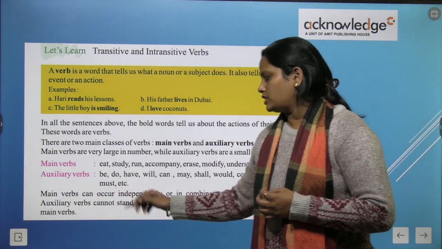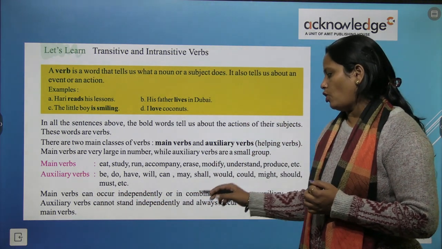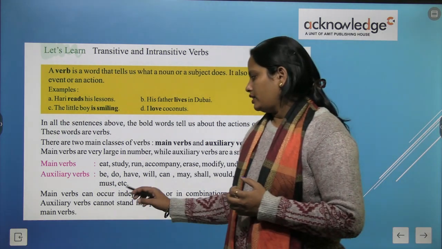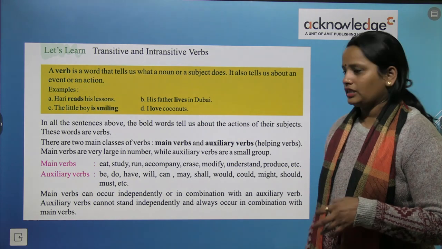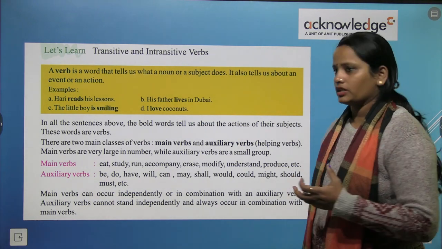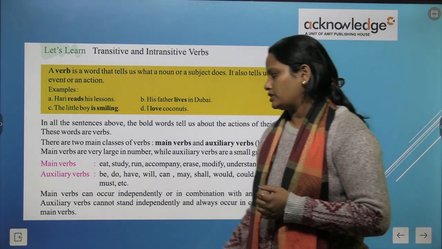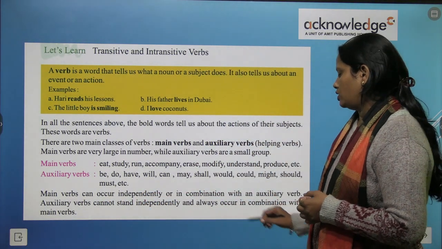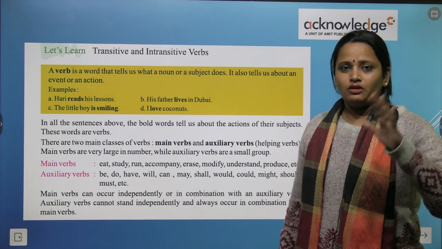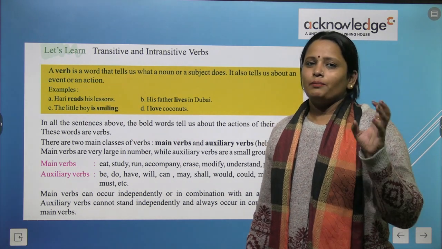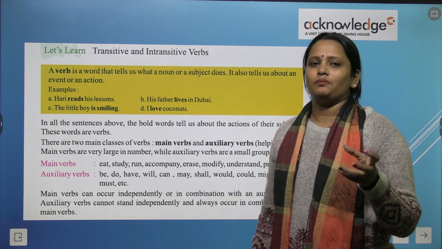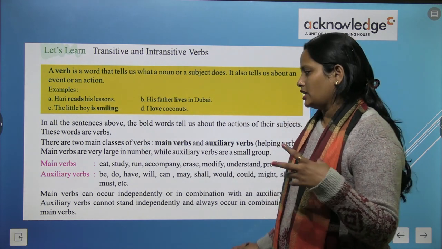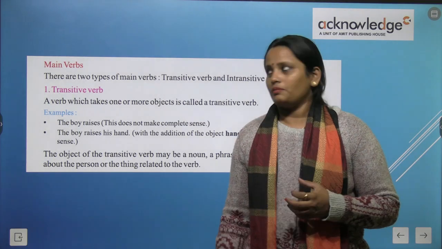Next, main verbs can occur independently or in combination with the auxiliary verbs. So main verb independent हो सकते हैं या फिर किसी भी auxiliary verb के combination में हो सकते हैं. Auxiliary verb cannot stand independently and always occurs in combination with the main verb. So main verb को तो हम अकेले use कर सकते हैं, but auxiliary verb को हमेशा help करने के लिए बनाया गया है main verb की. So ये अलग से हम use नहीं कर पाते हैं.